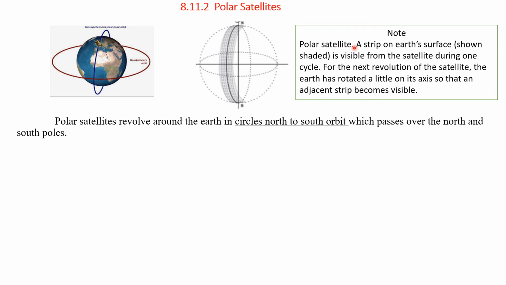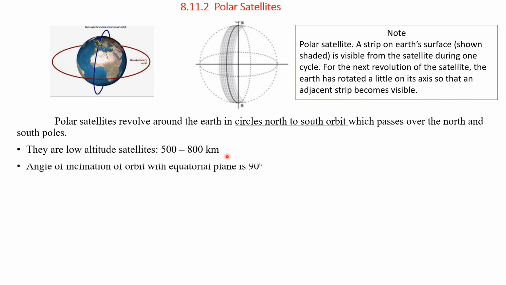For a polar satellite, a strip on the Earth's surface, shown in the shaded portion here, is visible from the satellite during one cycle. For the next revolution of the satellite, the Earth has rotated a little on its axis, so that an adjacent strip becomes visible. The altitude of polar satellites is 500 to 800 kilometers. The angle of inclination of the orbit with the equatorial plane is 90 degrees.